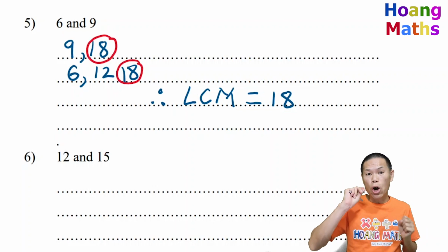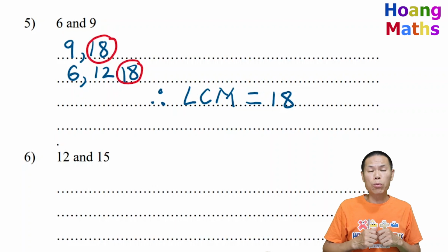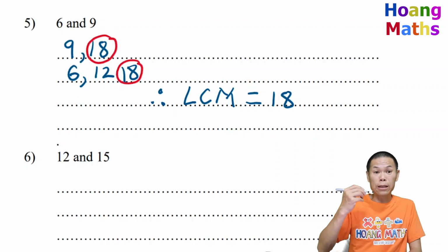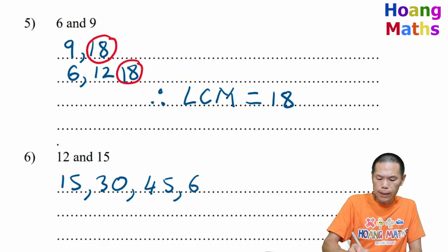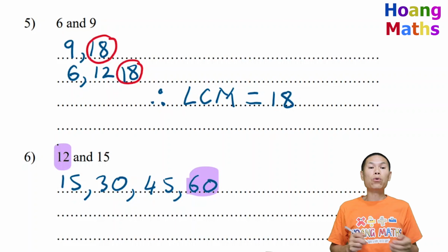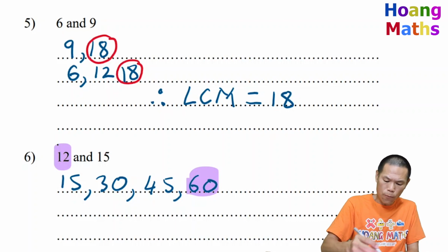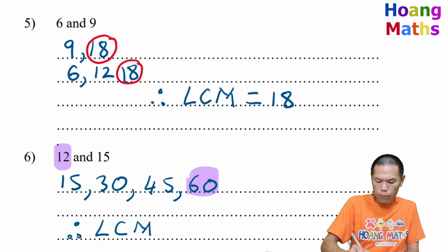So there you go. I hope you got it correct. Number 6. To work out the lowest common multiple of 12 and 15, let me just list the largest number out. So that is 15: 15, 30, 45, 60. I stop here because 60 is also a multiple of 12, because 12 times 5 is 60. Therefore, the lowest common multiple of 12 and 15 is 60.